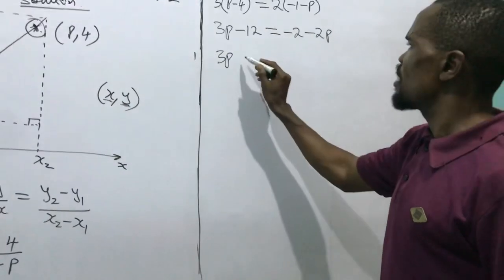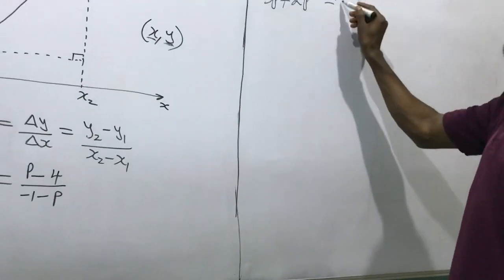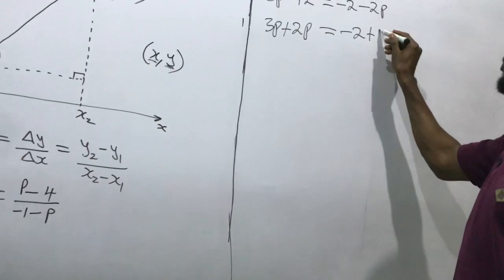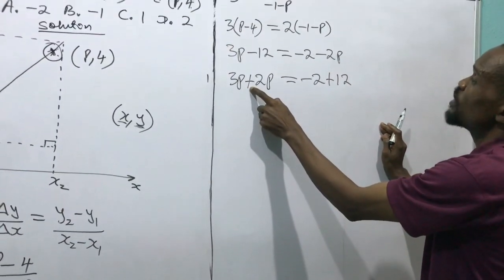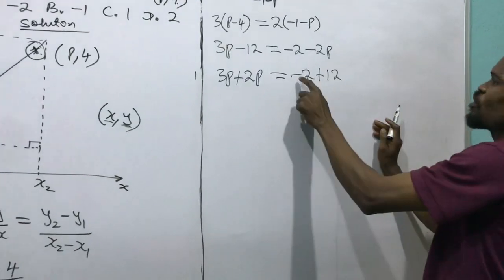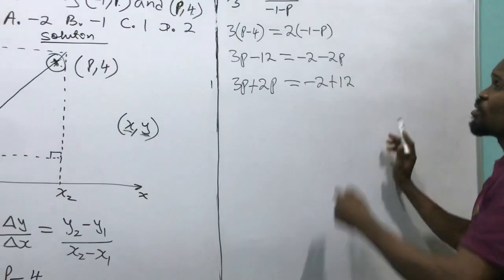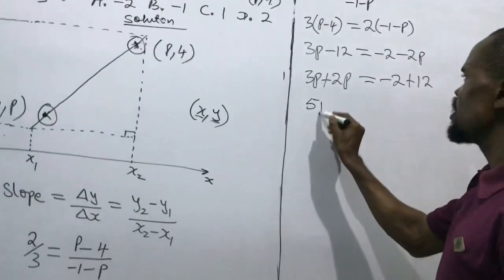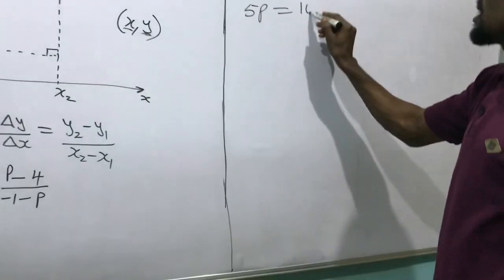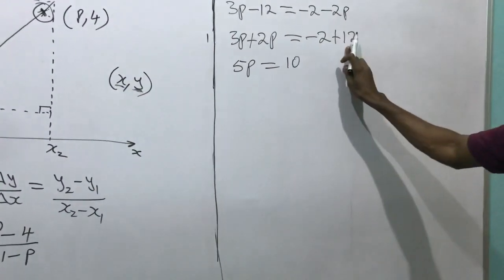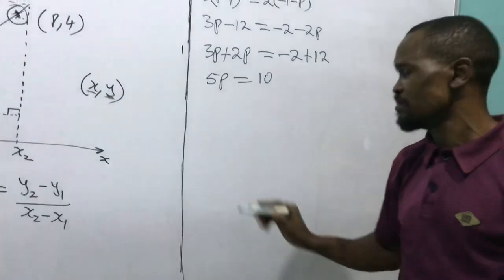Then collecting like terms, I have 3P, this coming over here becomes plus 2P, and minus 2 going over becomes plus 2 with the 12. I'll have 5P equals minus 2 plus 12, which gives me 10. That means I'm owing 2 and paid 12, they give me a balance of 10.